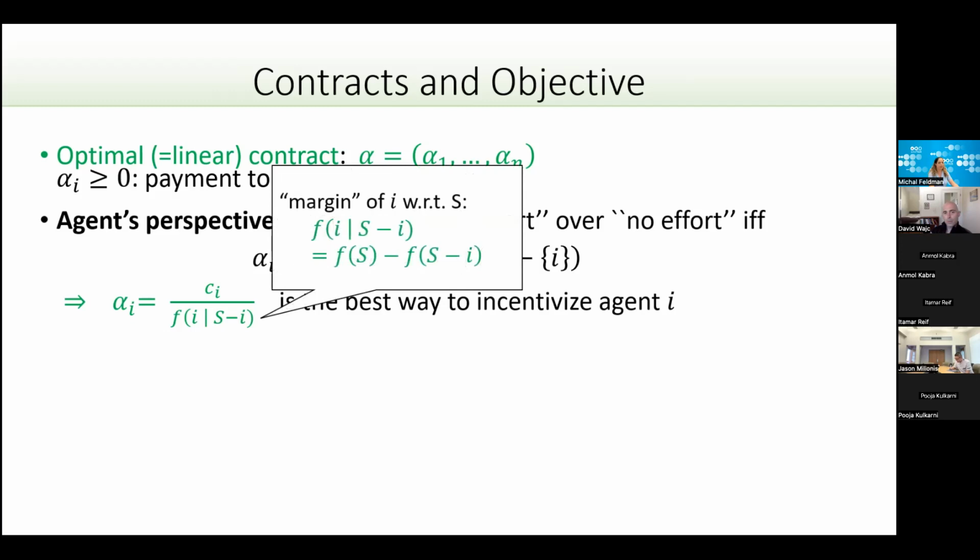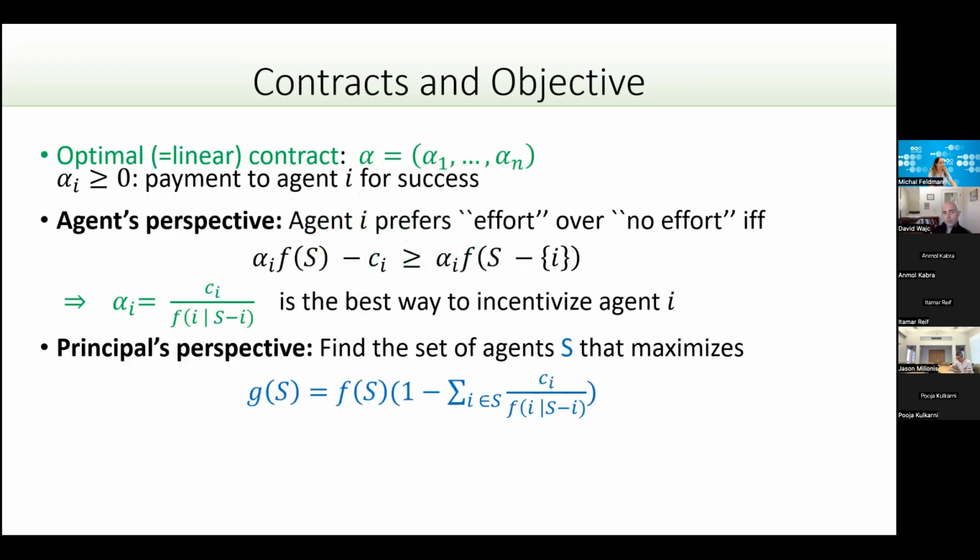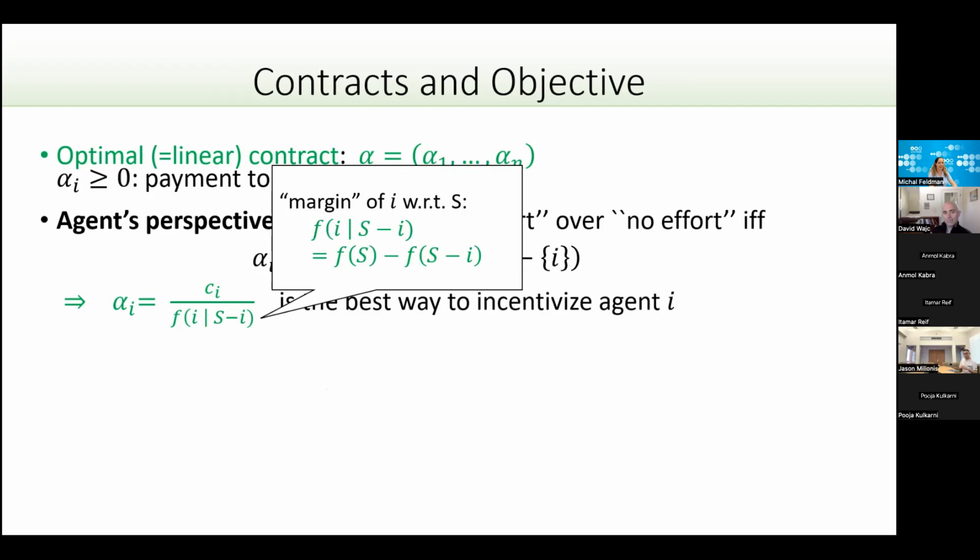Okay. I have a question. Sure. Can you clarify a bit more what this notation is? F of I given S minus I? Yeah, okay, good. So f of I given s minus I is just the marginal contribution of I to s minus I, namely the difference between f of s and f of s minus I. Okay, how much does the fact that I exerts effort add to the probability of success?